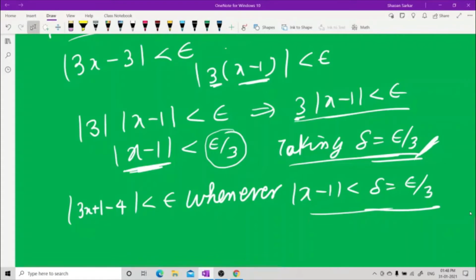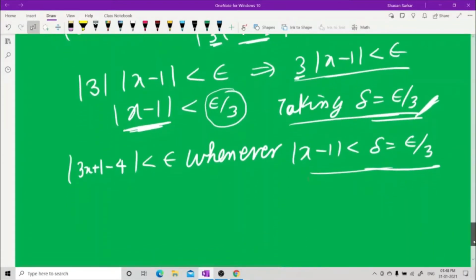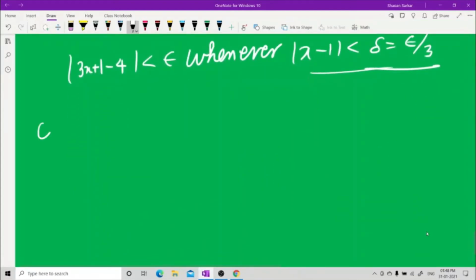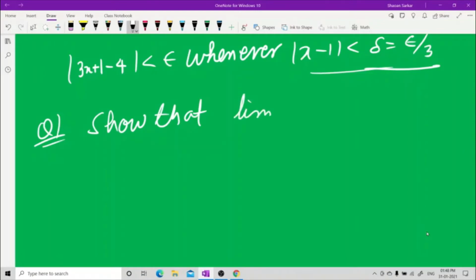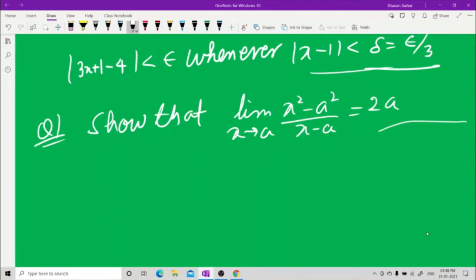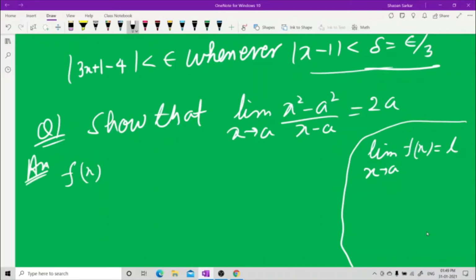Now let's take another example. Question: show that the limit as x tends to a of (x square minus a square) upon (x minus a) is equal to 2a. Now compare again, in rough, with the limit as x tends to a of f(x) equal to L. So what is my f(x)? f(x) is (x square minus a square) upon (x minus a). Then your L is 2a, and a is a, of course.